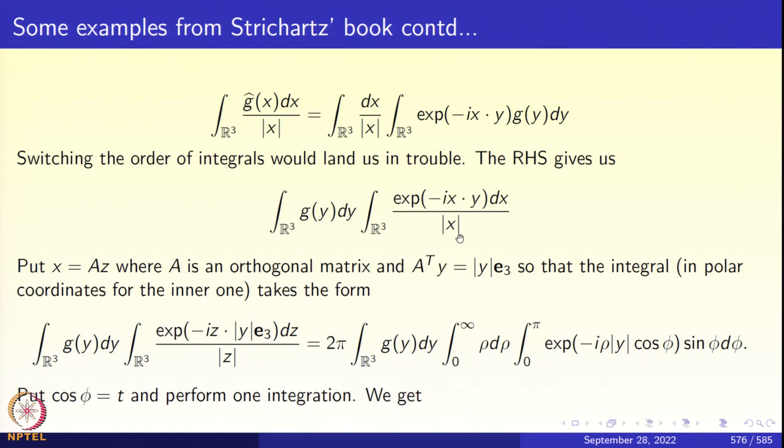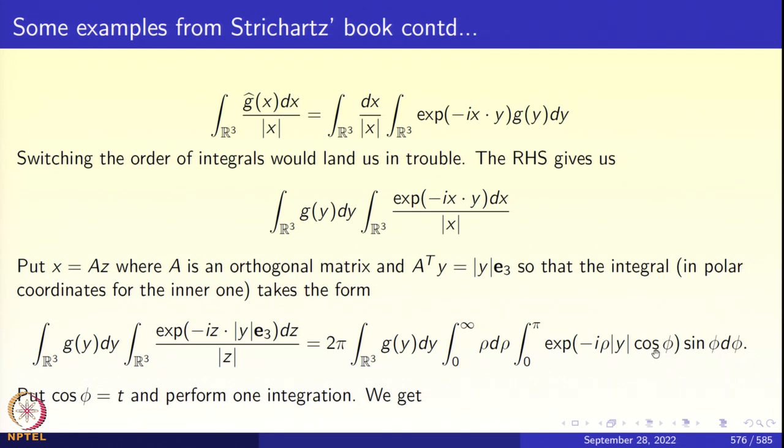Remember, mod X will be the same as mod Z because A is an orthogonal matrix, and mod Z is rho. And so one rho cancels and you are left with rho d rho. And the radial coordinate goes from 0 to infinity. And there are two angular coordinates, theta and phi. Theta goes from 0 to 2 pi. And that's why I picked up a 2 pi here. And the phi variable goes from 0 to pi, e to the power minus i rho mod y cos phi sine phi d phi. How convenient.